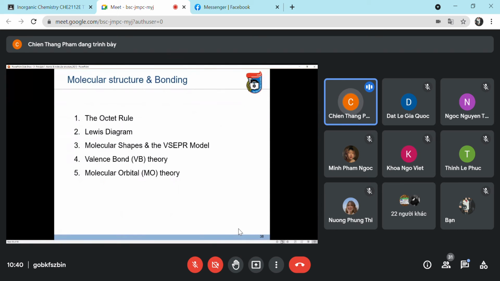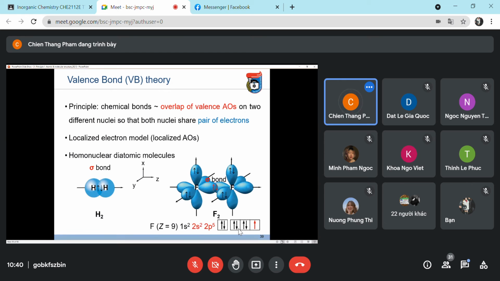Okay, so let's continue. Now we can start with the first theory, the valence bond theory. In the valence bond theory, you can see some of the principles for the theory. According to the VB theory, the chemical bond is considered as the overlap of valence atomic orbitals on two different nuclei, so that both nuclei share a pair of electrons.